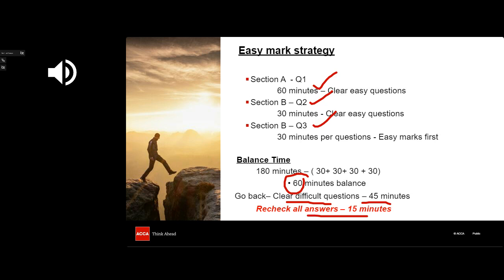Now, if we list out 5 reasons why the students fail, we have seen that one of the major reasons is that they don't do the strategy. They spend time on difficult questions, leading to poor time management, and they get stressed at the end. And whatever they knew and whatever was easy was not attempted by the end of the exam.